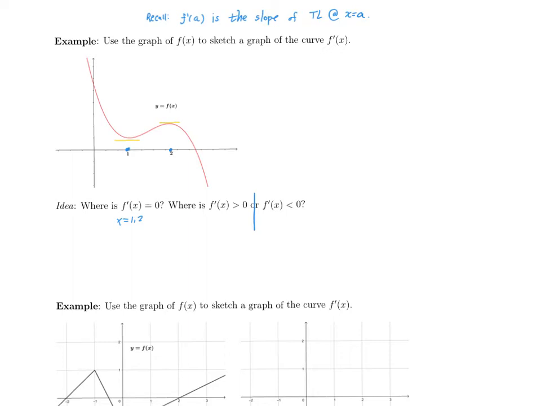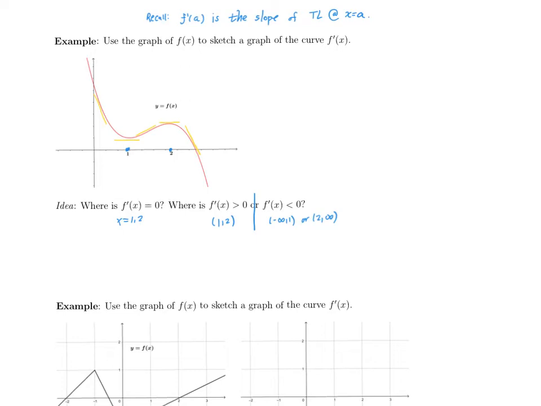Furthermore, we can ask, when is f prime positive? When is it going to be negative? And I'm just going to sketch a few tangent lines. If we pick any point to the left of 1, the tangent line will have a negative slope. Between 1 and 2, the tangent line will have a positive slope. And to the right of 2, it will have a negative slope. So that's telling us that the derivative f prime is greater than 0 only on the interval from 1 to 2. And the derivative is negative if you are to the left of 1 or to the right of 2.